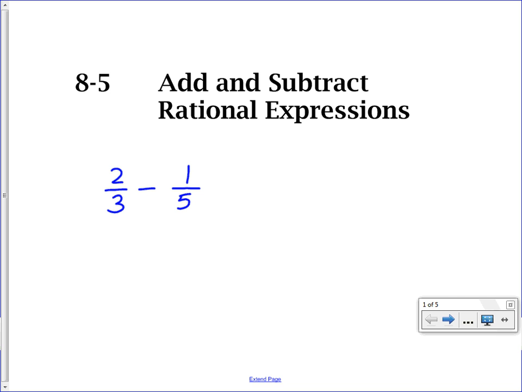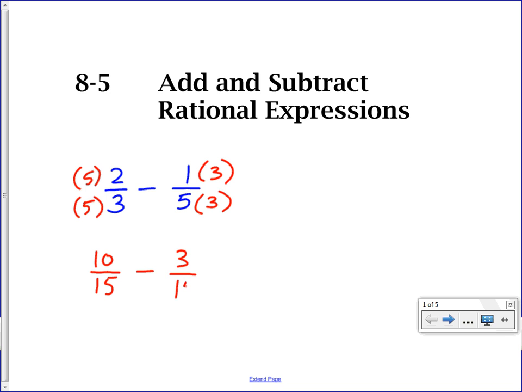We need a common denominator to do subtraction, which means this one will have to get multiplied by 5. And whatever you do to the denominator, you do to the numerator. The other fraction will have to get multiplied by 3, so that both denominators will be 15. This fraction becomes 10 over 15. This fraction becomes 3 over 15.